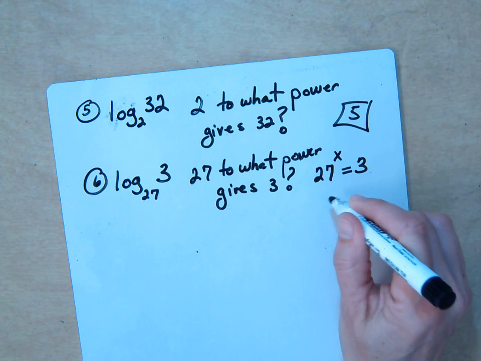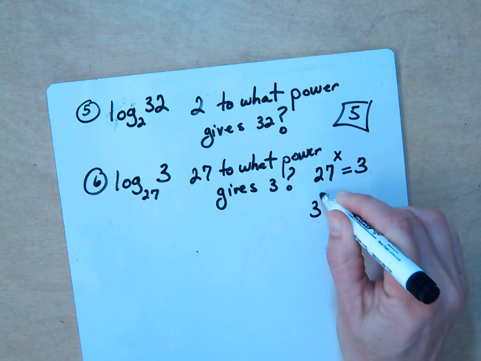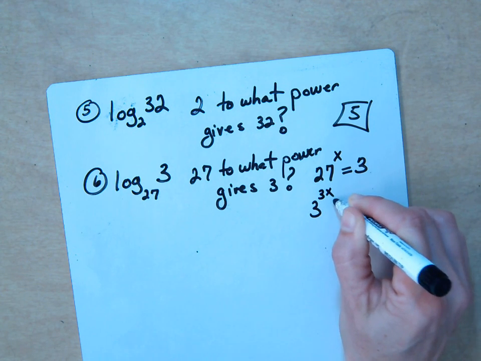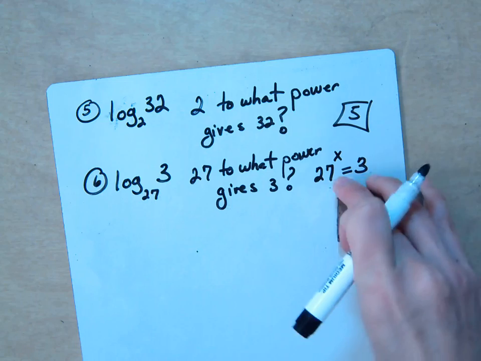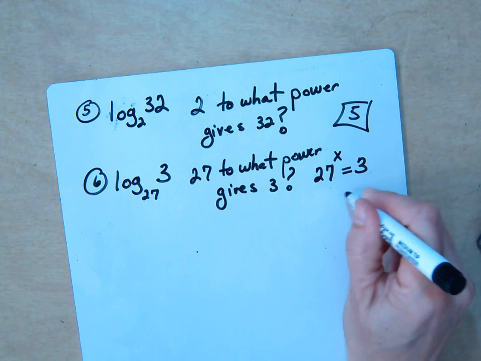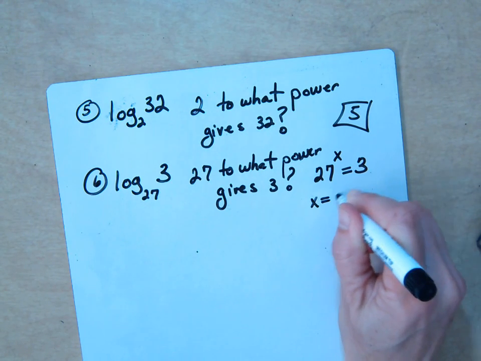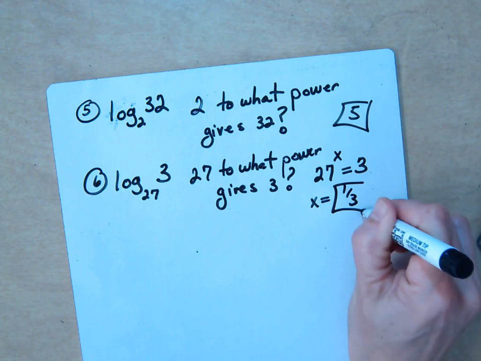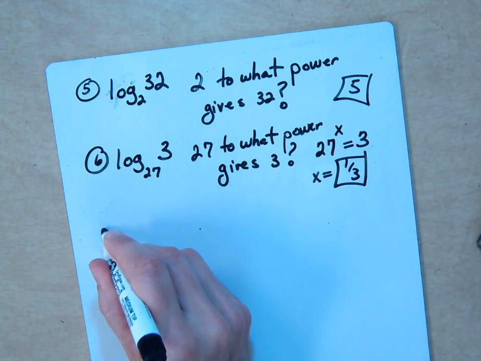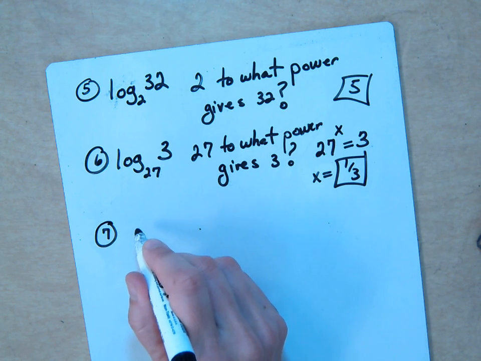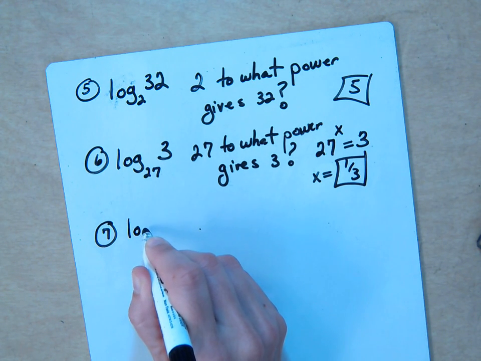So if you don't see that, what you can do is rewrite 27 as 3 cubed. I'm not sure I want to go into this right now, but the answer is 1/3. And we'll talk more about a process for that. But let's try this. Log of 12.